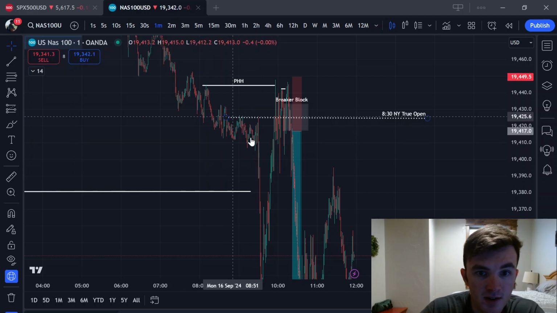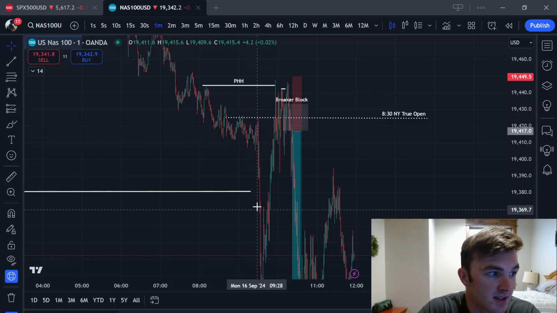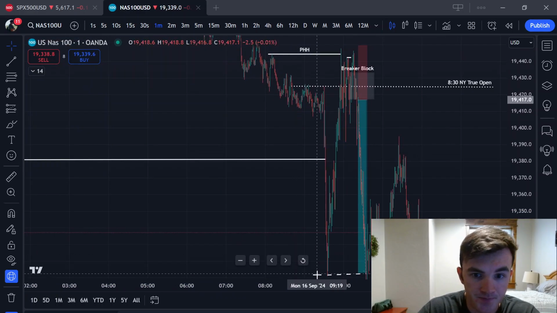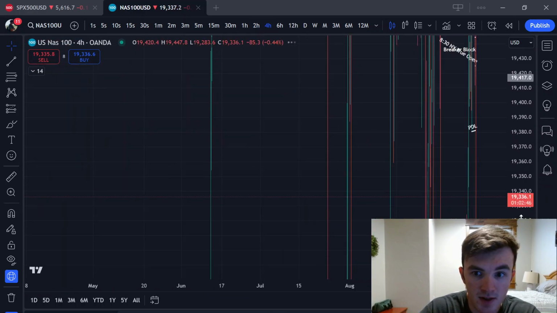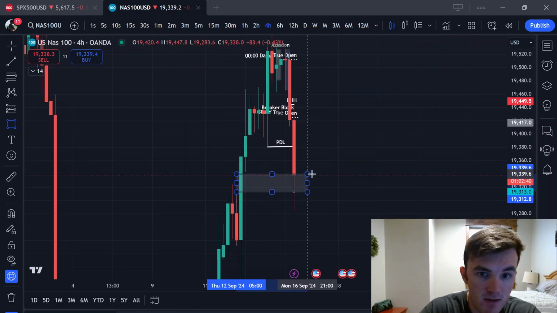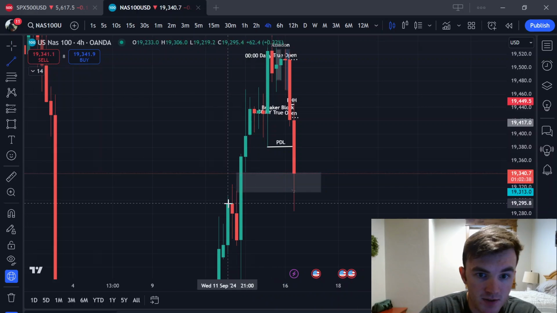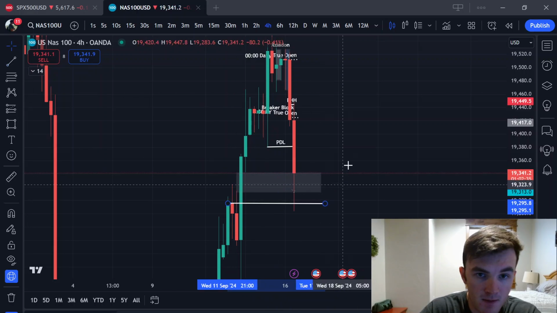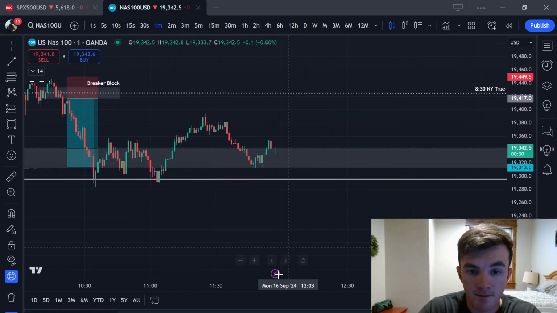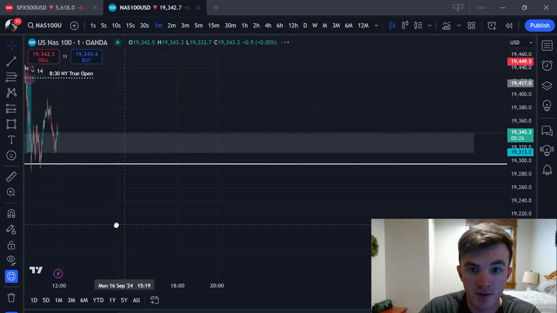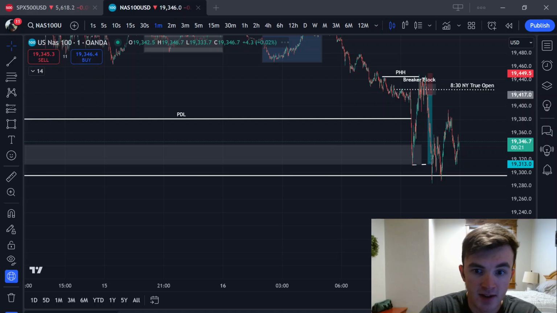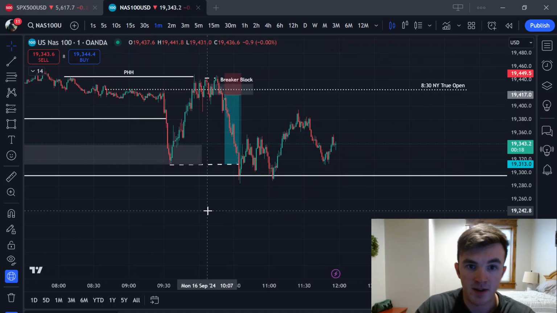So on my live stream, I said right here that this would be the drawn liquidity, this previous day's low. We came down, we took out previous day's low. We pushed into this 4-hour fair value gap, and then also this 4-hour order block. So you can see the first area we went to was this 4-hour fair value gap. Then we pushed into this 4-hour order block.